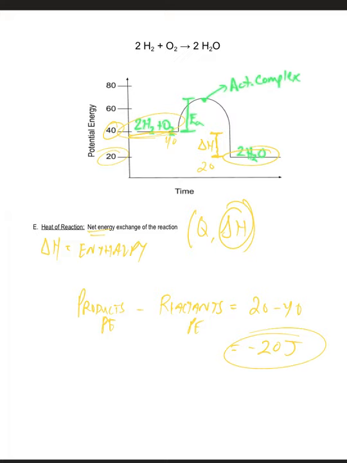Now, the negative sign there is very important. This is a negative energy exchange. And if we have a negative energy exchange, if you remember, that negative sign means that the reaction is exothermic, meaning more energy is released in this particular reaction than is absorbed. Therefore, we term it as exothermic, which is why we have a negative delta H value.